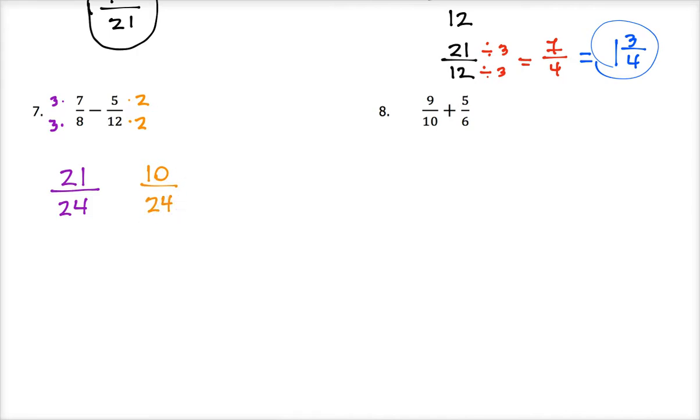So I have 21 24ths minus 10 24ths. I'll keep the denominator as a 24, and then my numerators, 21 minus 10, I get 11. So I get the fraction 11 over 24.